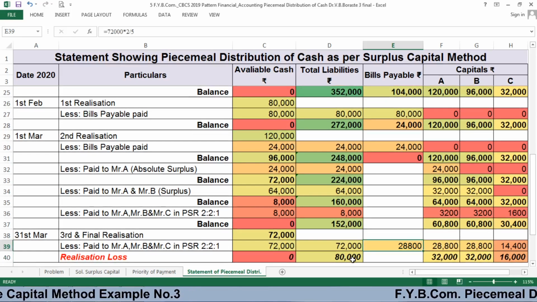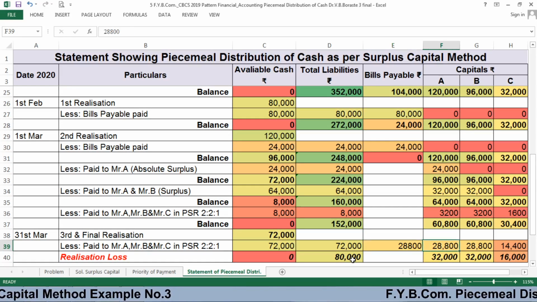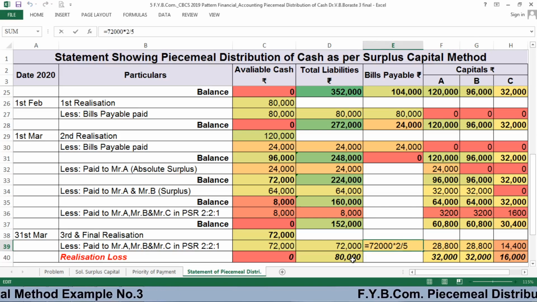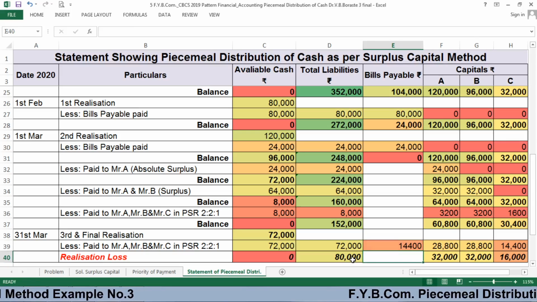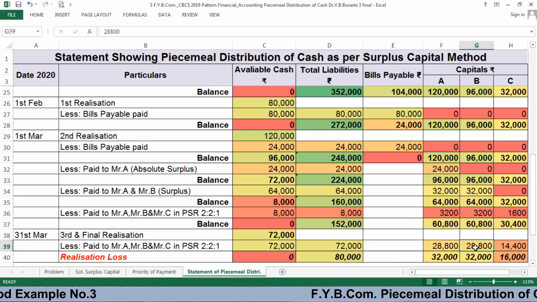So 72,000 into 2 divided by 5. Mr. A will get 28,800, Mr. B will get the same amount, and Mr. C will get 14,400, because his share is only 1. So our calculations are correct. Mr. A will get 28,800, Mr. B will get 28,800, and Mr. C will get 14,400. So these three partners are getting an amount of rupees 72,000 in the ratio of 2:2:1.